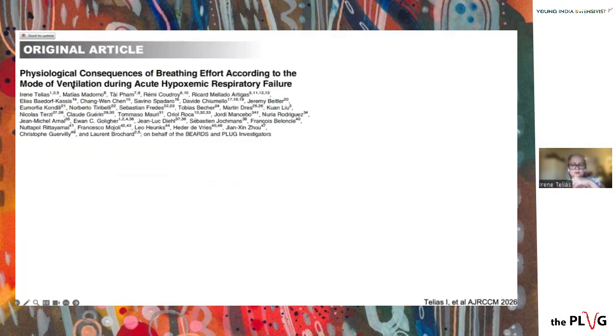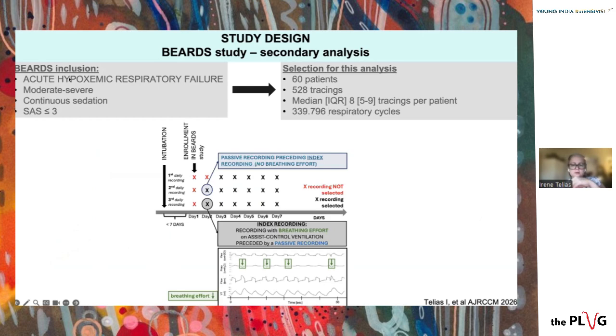Okay. So in this physiological study, what we did is we grabbed patients with acute hypoxemic respiratory failure that had moderate to severe failure, so a PF ratio less than 200, and were on continuous sedation on inclusion.